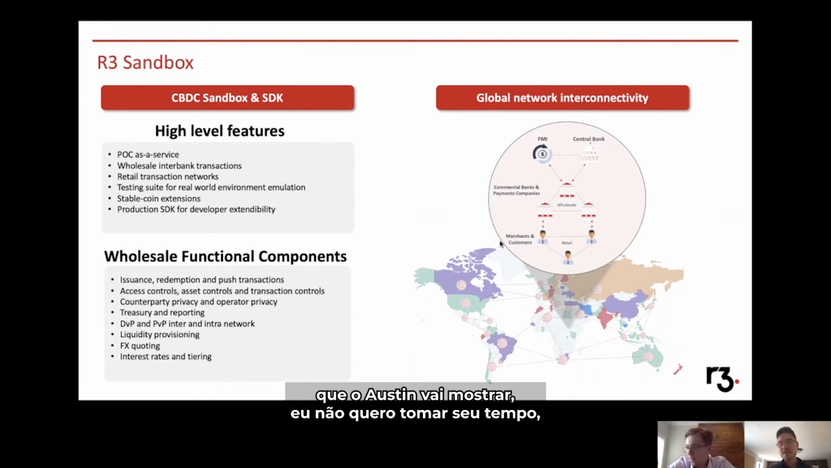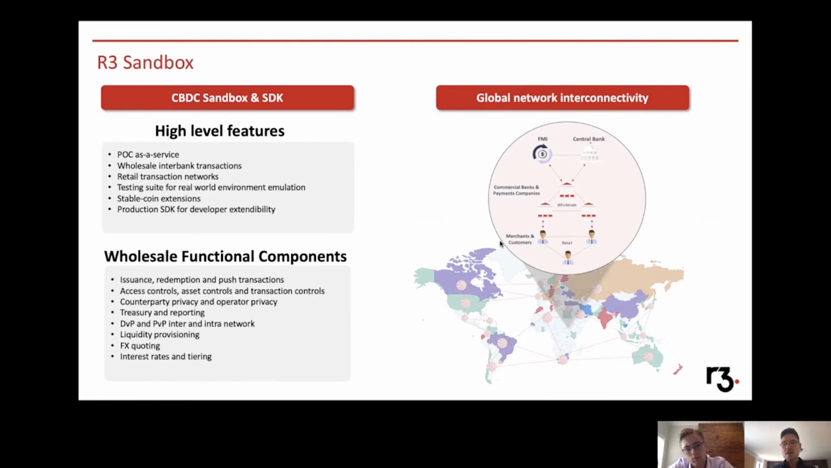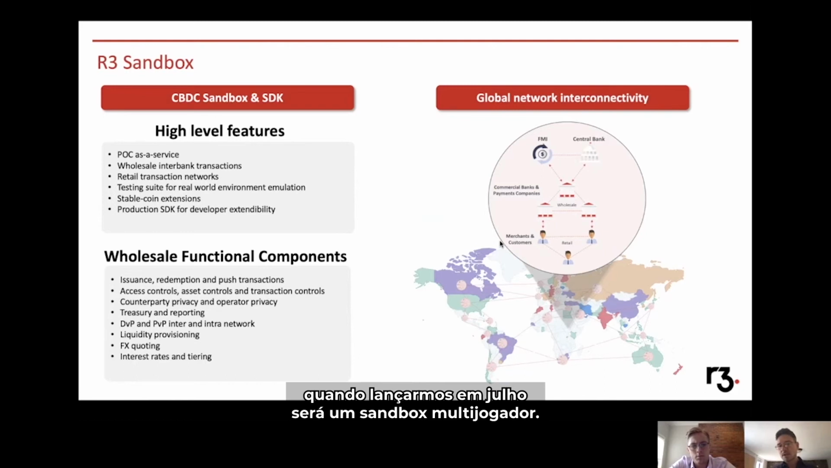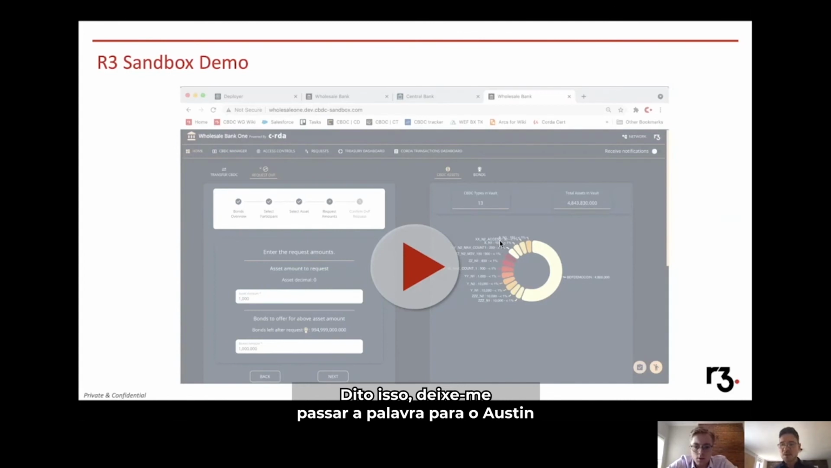I don't want to steal his thunder, but I suppose just to give you a view of what's on the right-hand side. Today, the sandbox is a single player mode sandbox. When we launch in July, it will be a multiplayer sandbox. And by the time we get to August, September, it'll be a global player mode, which will allow individual domestic sandboxes to connect together in order to facilitate cross-border use cases. So with that said, let me hand over to Austen. And Austen, over to you to do a demo.